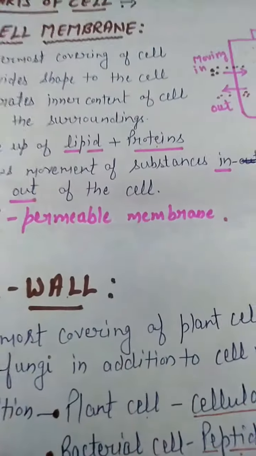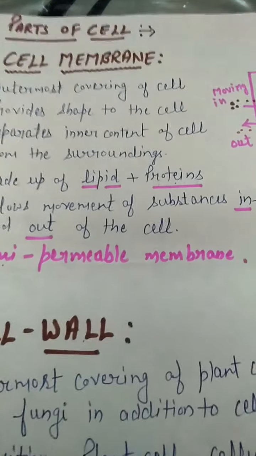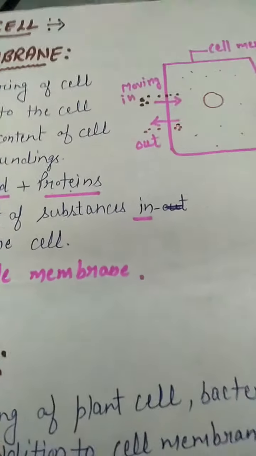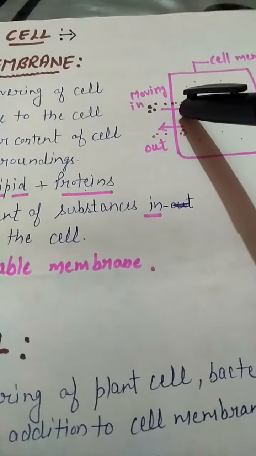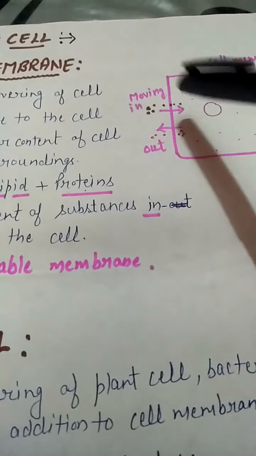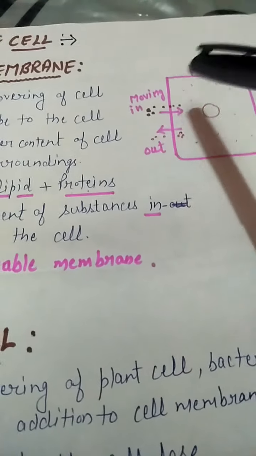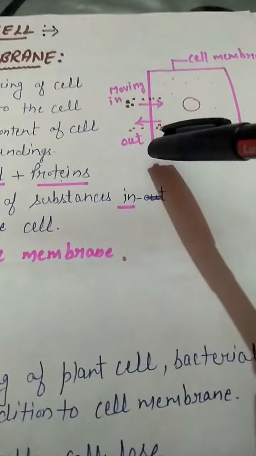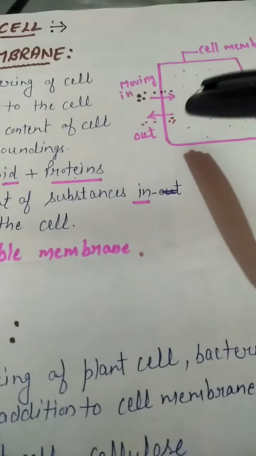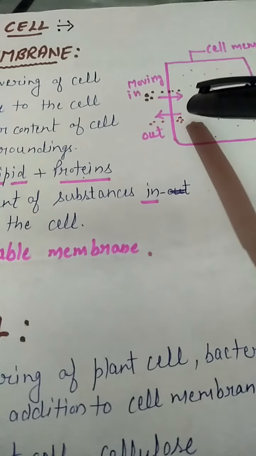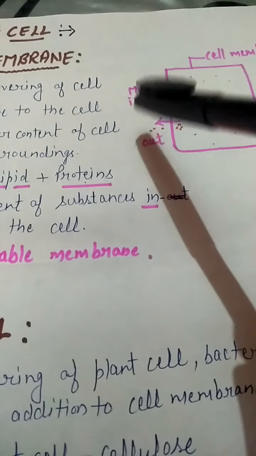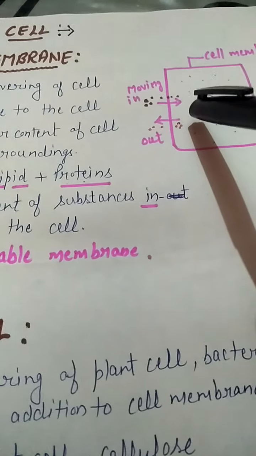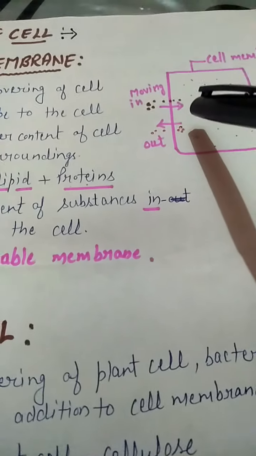Now, what is the function of this plasma membrane? The plasma membrane separates the inner content of the cell from the surrounding. It provides shape to the cell and it allows the movement of material from inside of the cell to outside and from outside to the inside.